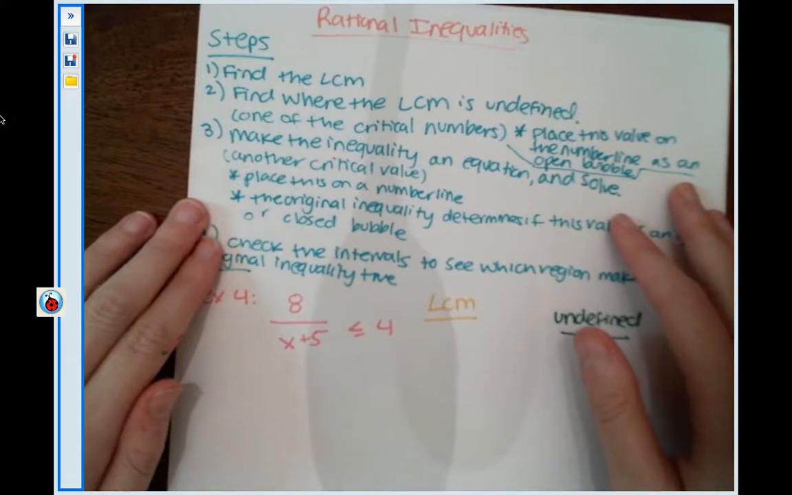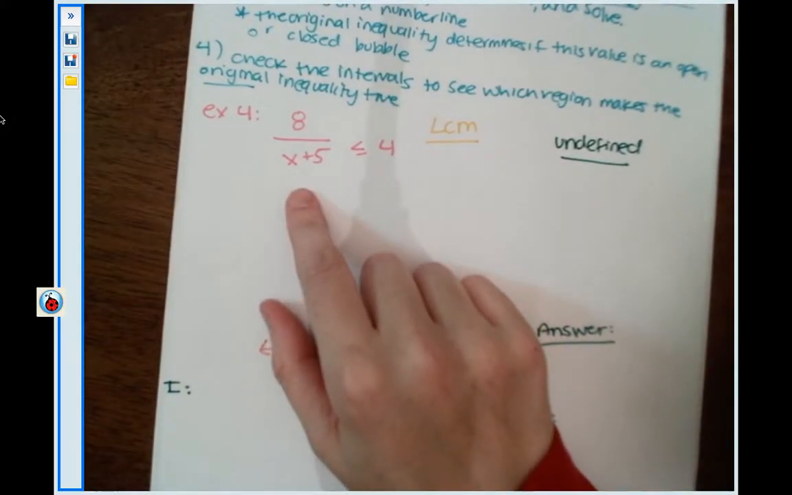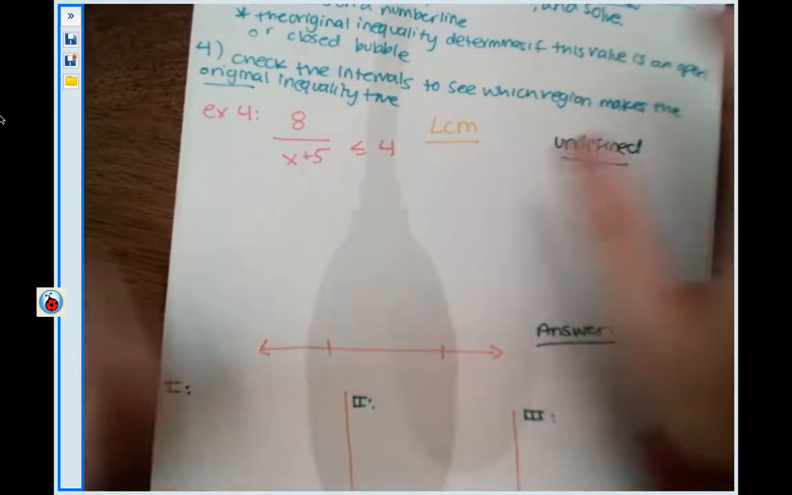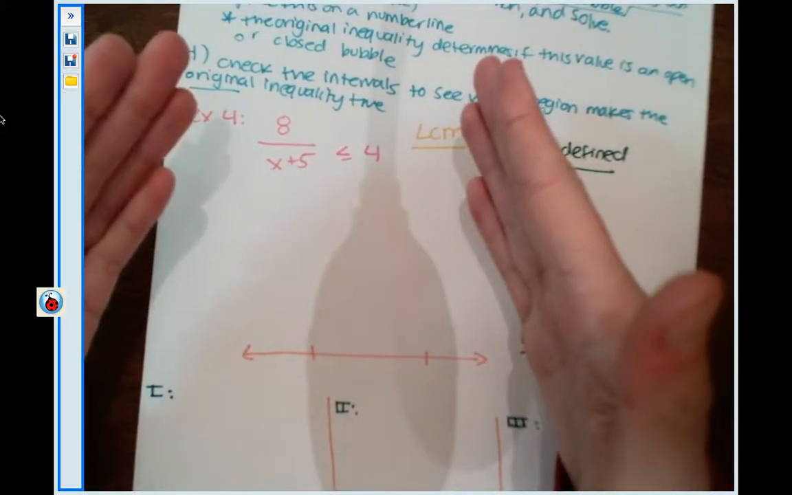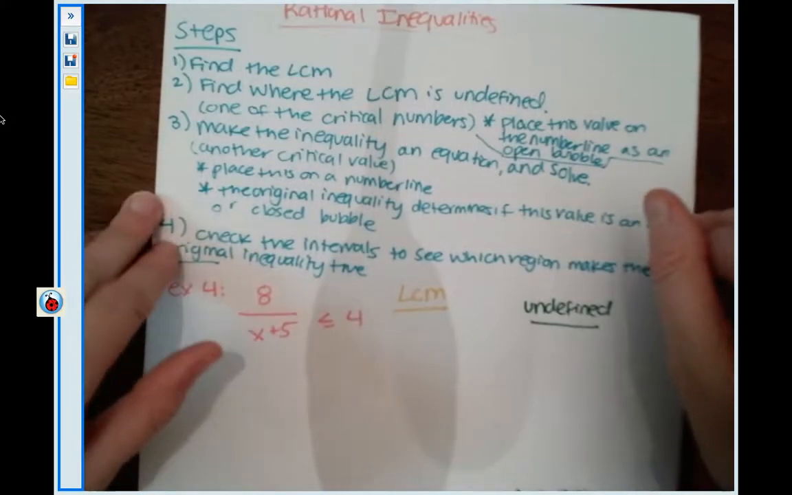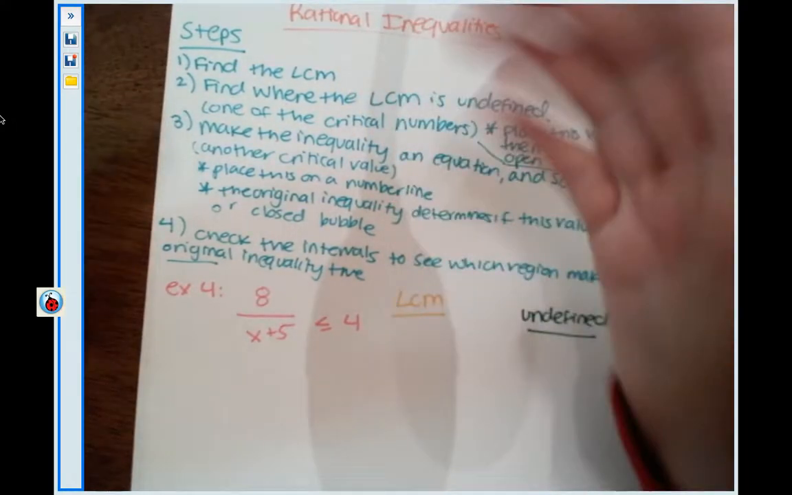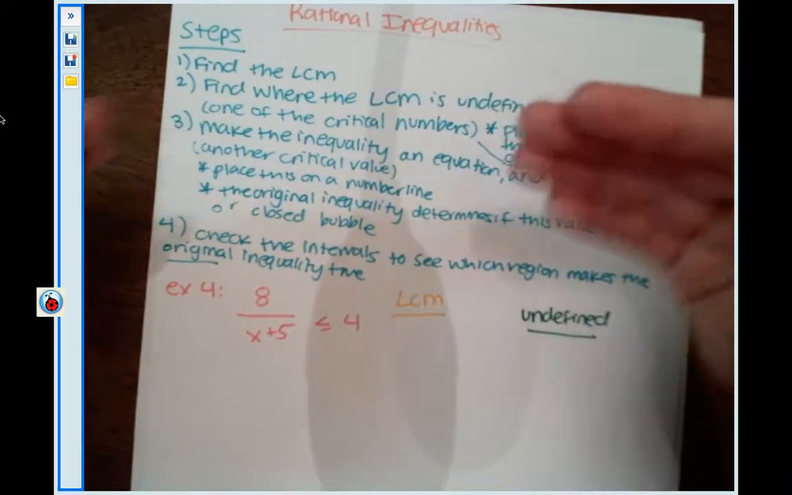Okay, so the first step, you guys. Our example 4 will be 8 over x plus 5 is less than or equal to 4. So let's find out how to solve this amazing, incredible, wonderful, stupendous problem. Let's see how it will go. The first step is to find the LCM, and guess what? It's the same as what we've been doing.